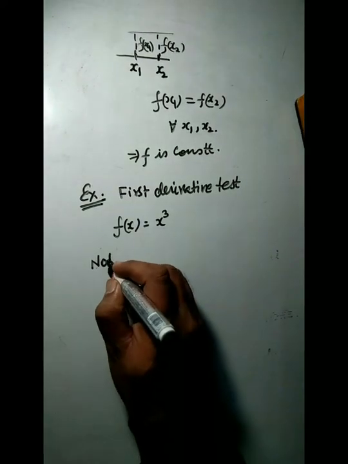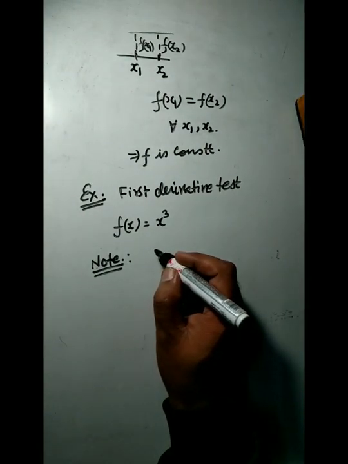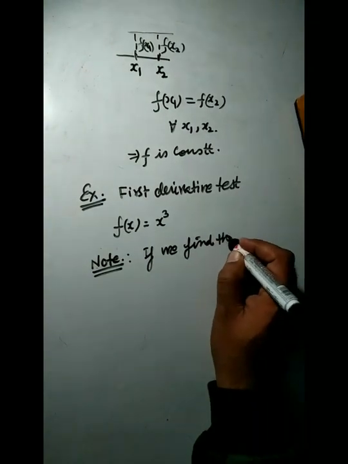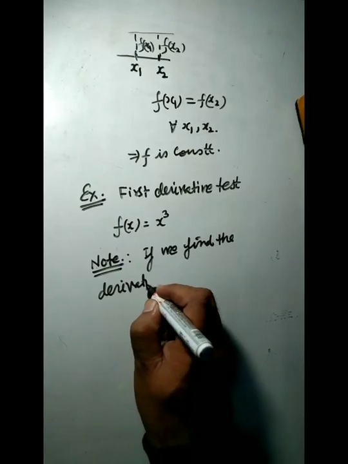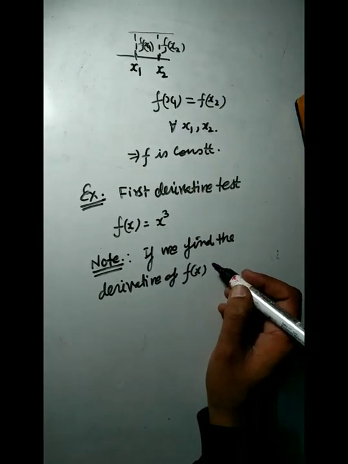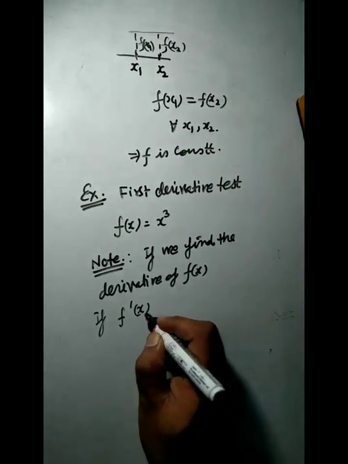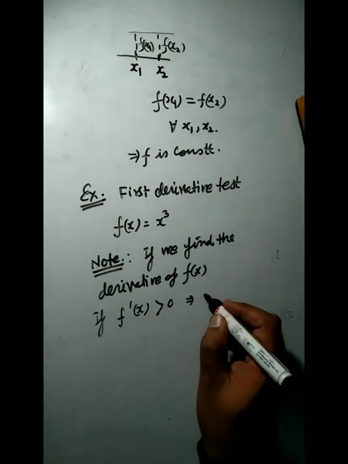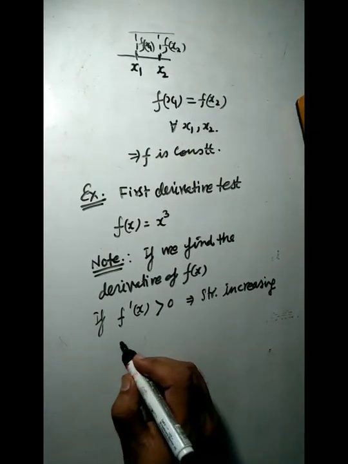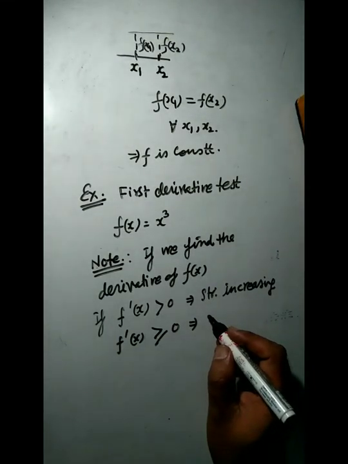So here we have to note another thing, that if we find the derivative of f(x), this is single variable, so here we are differentiating ordinary with respect to x, and if f dash x is greater than 0, function is strictly increasing, and if single derivative f dash x is greater than equals to 0, we can say function is increasing.